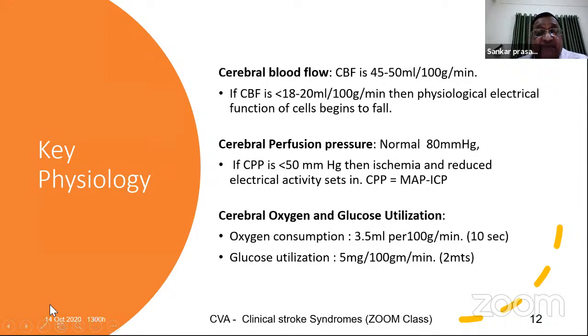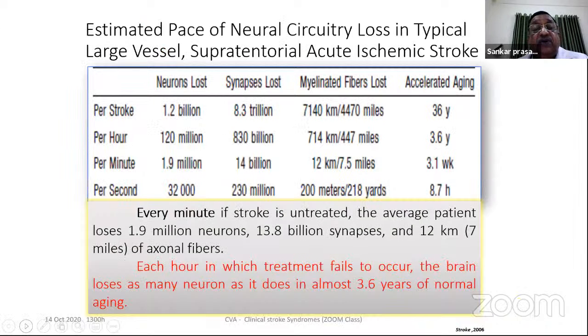So these are the key physiological aspects of stroke, which you should know. You should know anatomy and physiology, and you have to remember them to understand the stroke. The various functions of the brain are also important.